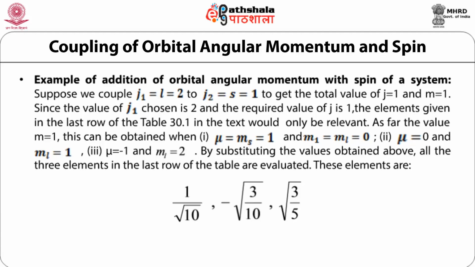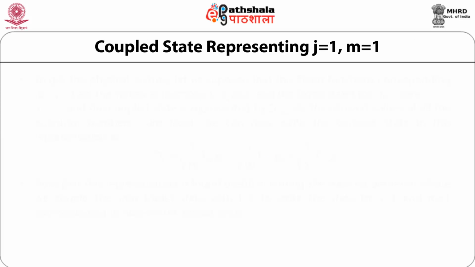And by substituting these values in the relations that I have just mentioned above, all three elements of the Clebsch-Gordan coefficient corresponding to these three values of mu, that is mu equal to 1, mu equal to 0 and mu equal to -1, we get the corresponding elements as 1 upon root 10, then minus root 3 by 10, and then root 3 by 5. Coupled state representing J equal to 1, M equal to 1.